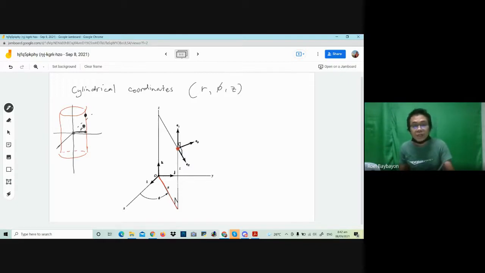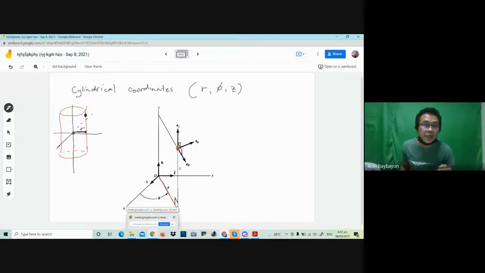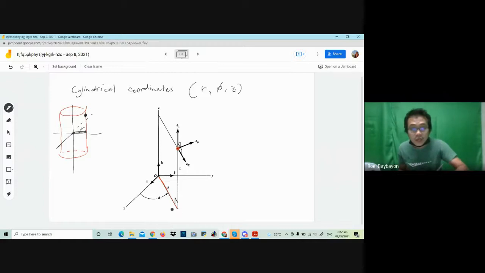Phi is just the angle measured from the x-axis, rotating around. So that's your phi. And z is the height of your point from the xy plane. So z is the height of point P from the xy plane. So that's for cylindrical coordinates.